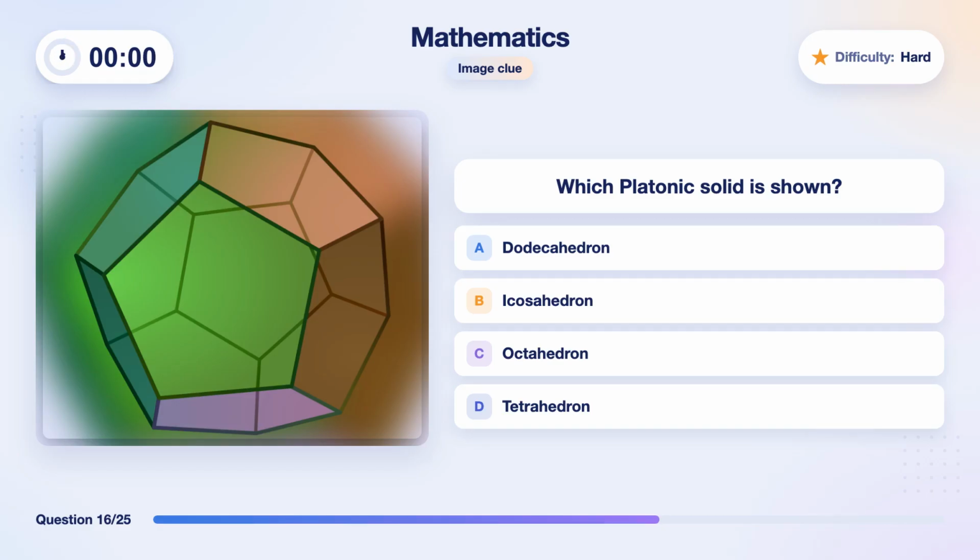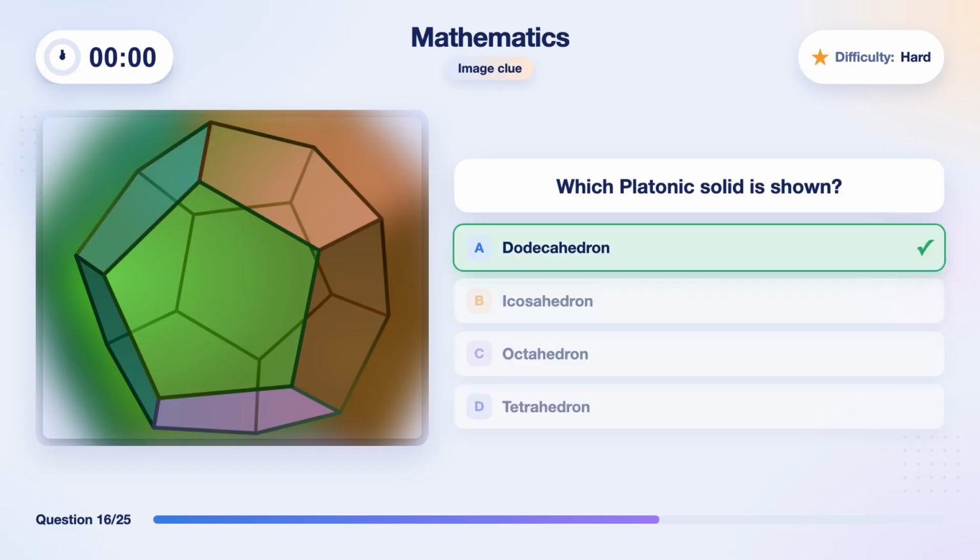Let's check. The correct one. Exactly. Dodecahedron. The image shows a convex polyhedron with 12 congruent regular pentagonal faces, 20 vertices, and 30 edges. The regular dodecahedron. The only Platonic solid whose faces are pentagons.